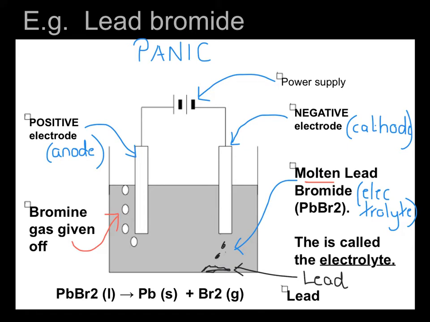Now on page 116, just working down below where you've written the equation, we have a few questions. Listen, you can see then that we have explained how we managed to form this lead at the cathode and how we managed to form this bromine gas at the anode. And remember, all the ionic substances that we need to consider will decompose in the same way to form this metal at the cathode and the non-metal gas at the anode.